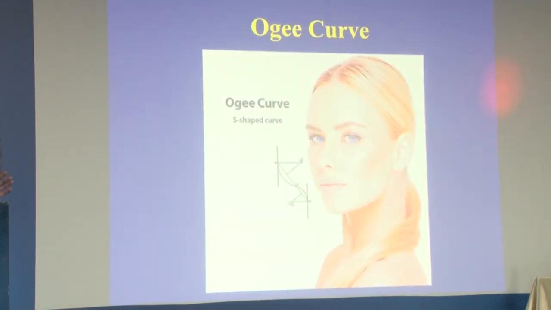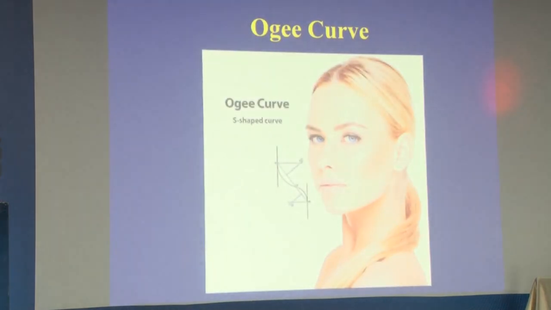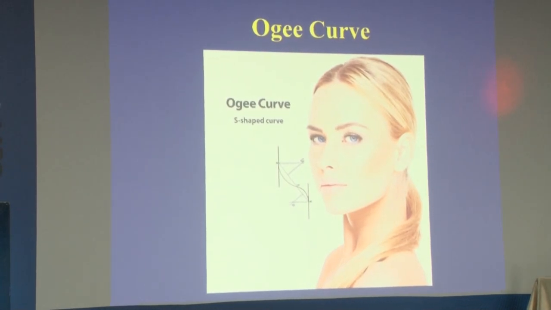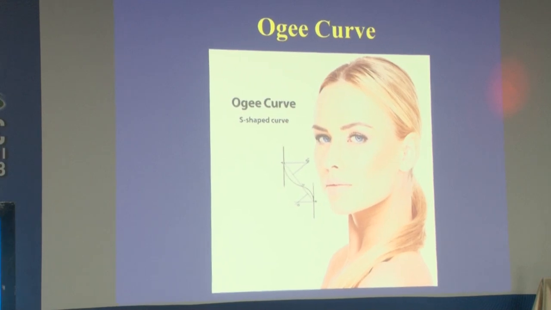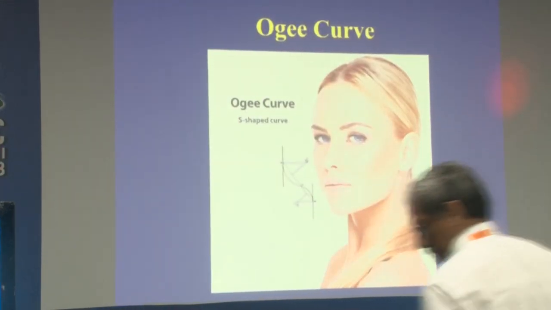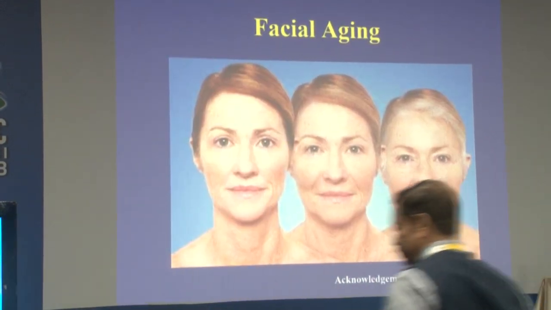Now, we all understand that the OG curve is something which denotes youth. When you look at a youthful face, especially at 45 degrees, you're able to see an S-shaped curve of the face. This is what is an OG curve. However, aging destroys the OG curve.